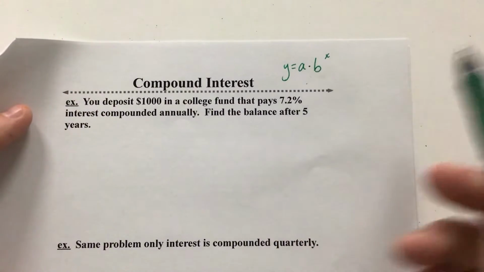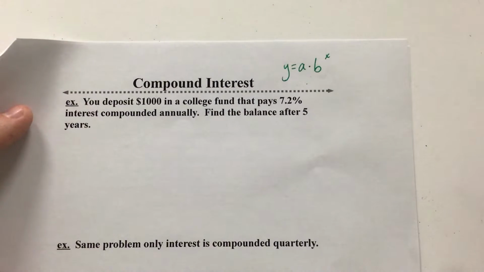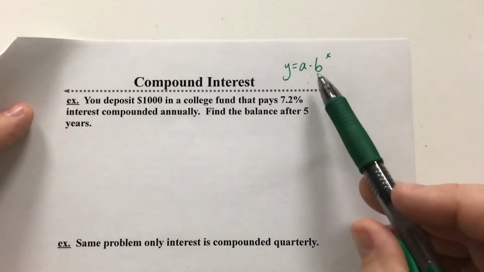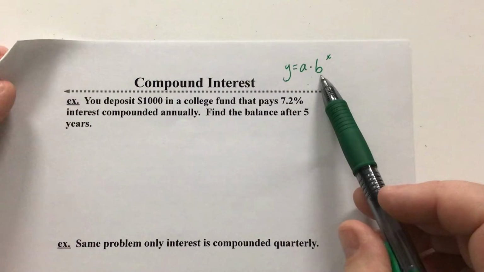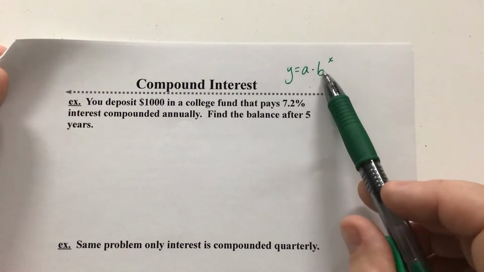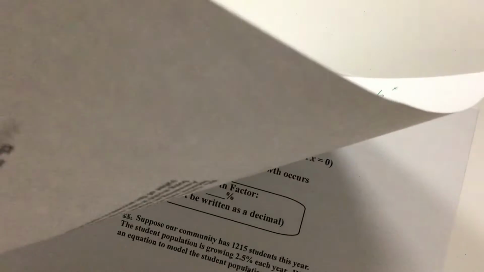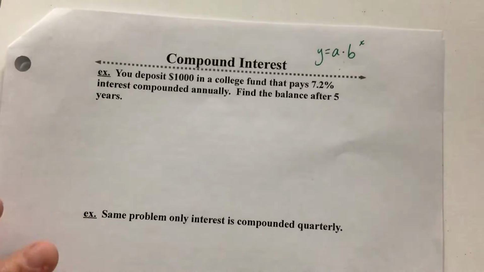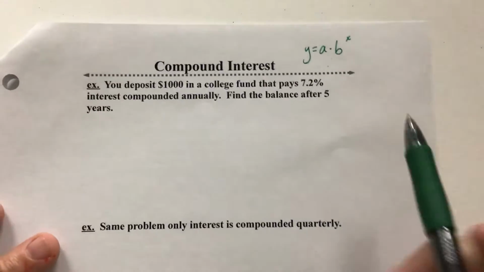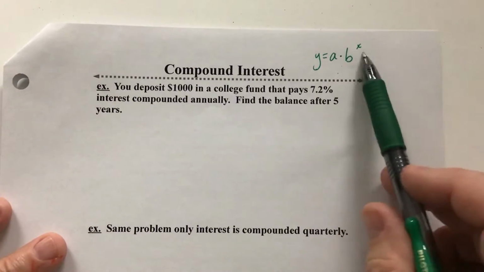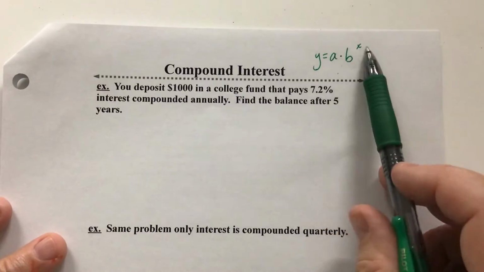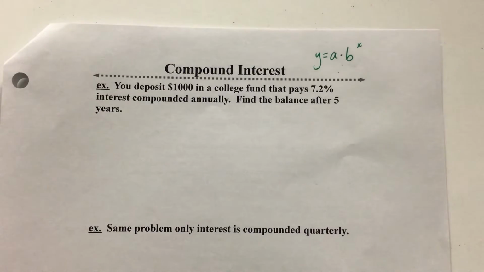What does the B refer to? The percent, like your growth rate. But I want to write it as a decimal, okay? And then X is the number of times that the growth, or decay if it's a decay problem, but these are all growth, the number of times that the growth occurs. So again, Y equals A times B to the X. All the ones we're doing today are all about calculating the future values.